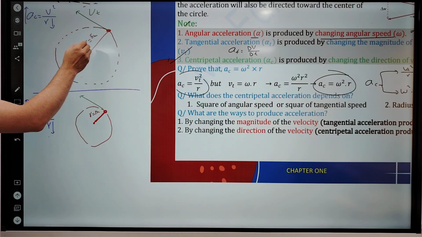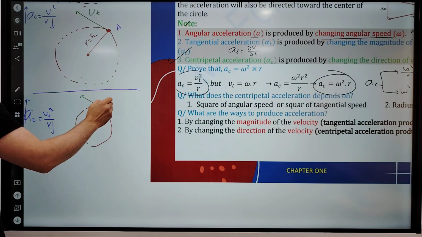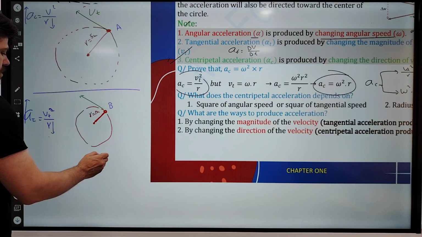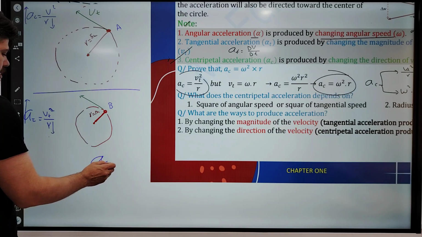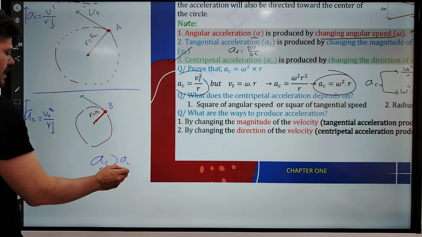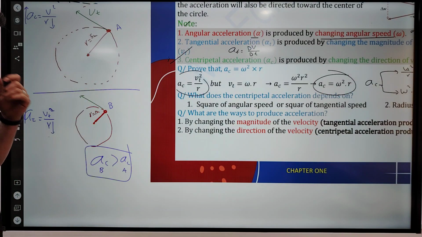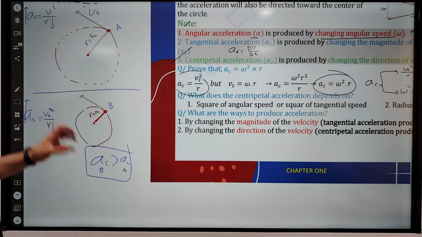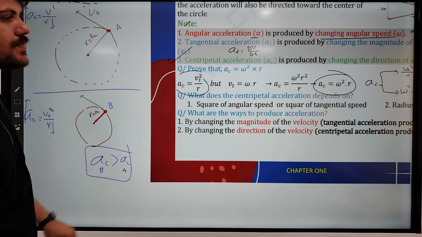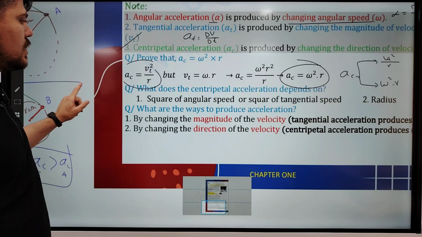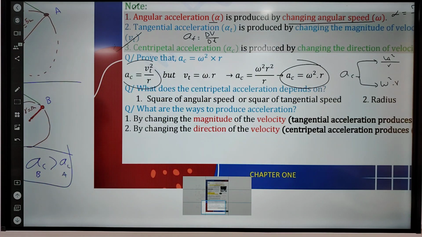So this is, for example, object A, and this is object B. Which one has more centripetal acceleration? Absolutely, the centripetal acceleration of object B is bigger than AC of object A. Why? Because object B has less radius, less distance from the axis of rotation, so it has more centripetal acceleration. What does the centripetal acceleration depend on? The square of the angular speed, or the square of the tangential speed, and the radius.